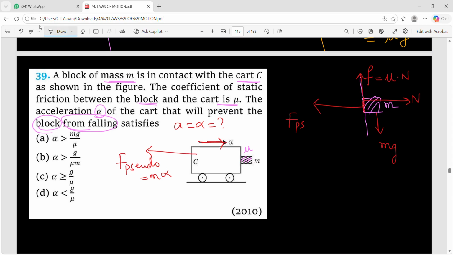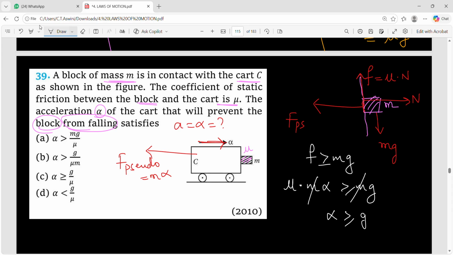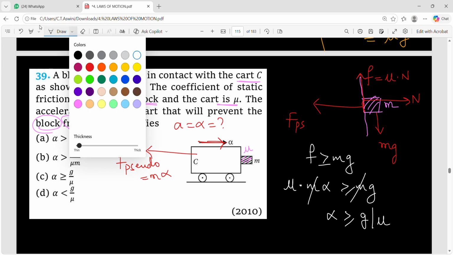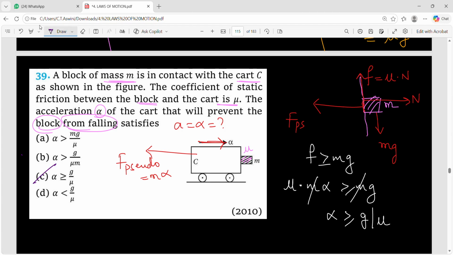So the block should not fall. That means the frictional force must balance the weight of the block. It should be equal to or more than mg. And what is this frictional force? Mu into N. N is nothing but the pseudo force, and that pseudo force is m into alpha. So mu m alpha greater than or equal to mg, cancel. So alpha must be greater than or equal to what? g upon mu. So what is the answer? The answer is option C.